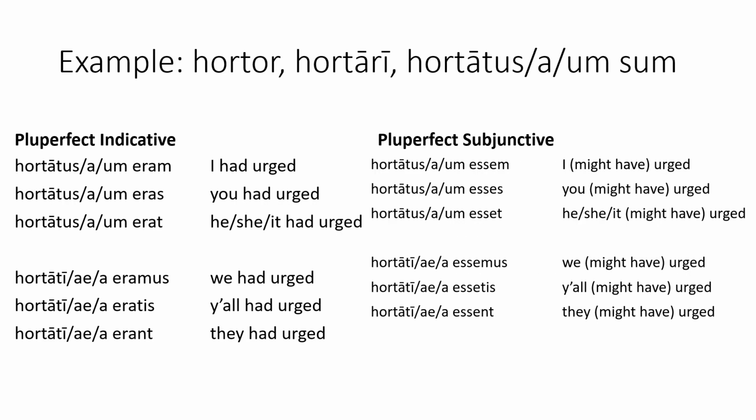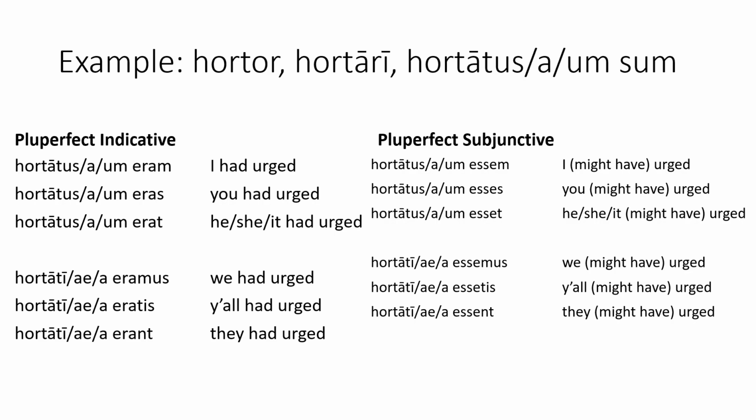Finally, the pluperfect indicative and subjunctive. The pluperfect indicative is the perfect passive participle with the imperfect of sum. Hortatus, a, um eram in the first person singular, hortatus, a, um eras in the second person singular, hortatus, a, um erat in the third person singular, hortati, ae, a eramus in the first person plural, hortati, ae, a eratis in the second person plural, and hortati, ae, a erant in the third person plural.